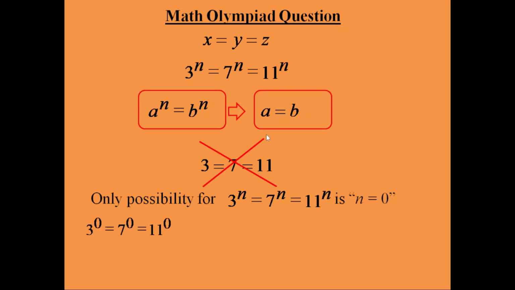Let's take n is equal to 0. 3 power 0, 7 power 0 is equal to 11 power 0. This is 1 is equal to 1 is equal to 1. So finally the value of n is equal to 0.